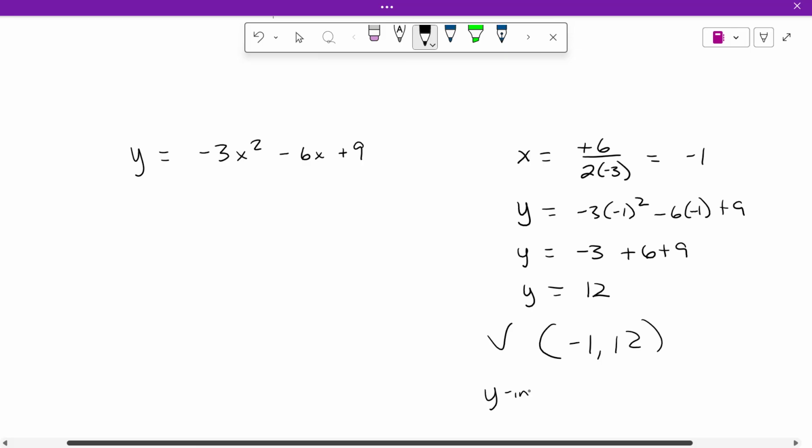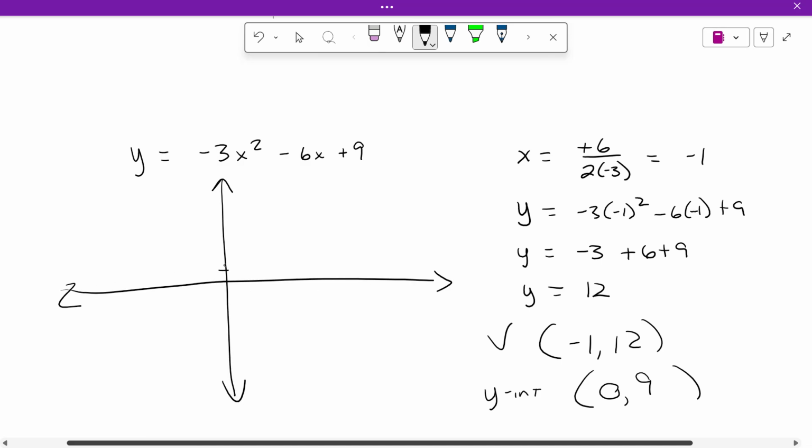Where's your y-intercept at? 0, 9. 1, 2, 3, 4, 5, 6. So if we go by 2s, 2, 4, 6, 8, 10, 12. Negative 1, 12 is here. 0, 9 is here. Negative 2, 9 is there. Parabola. Can you graph parabolas? Knowing just the vertex and your y-intercept, and then go on the other side.